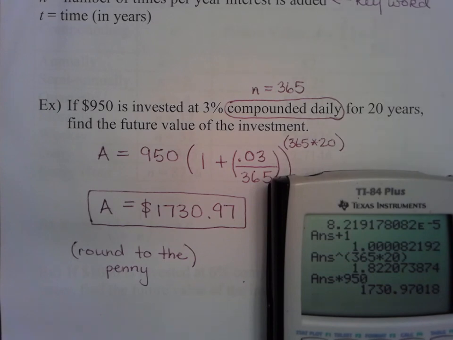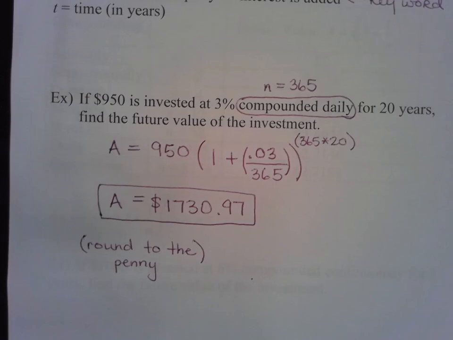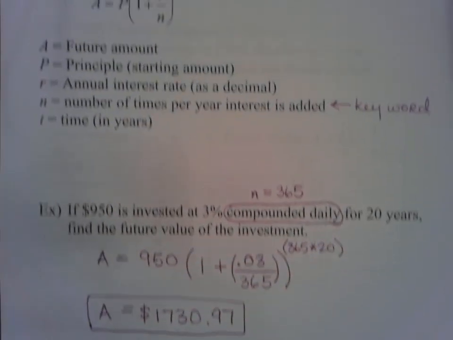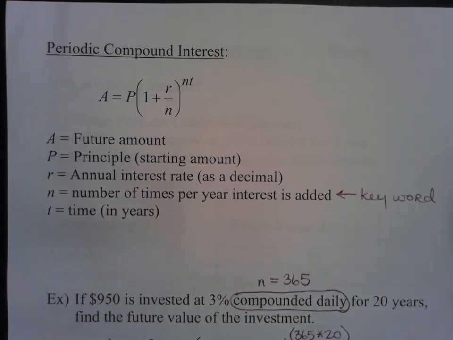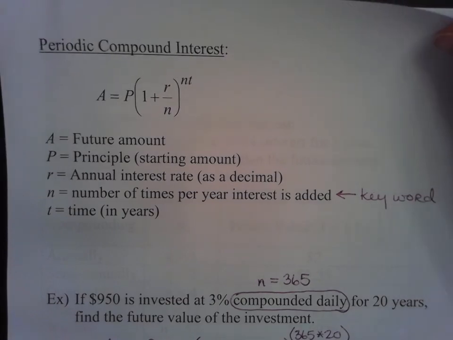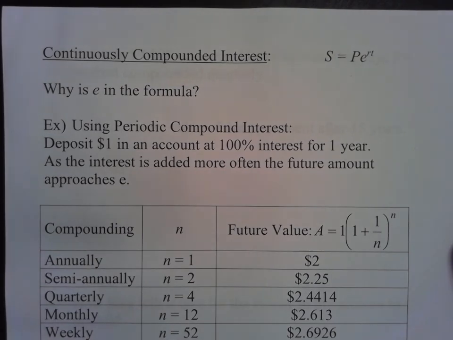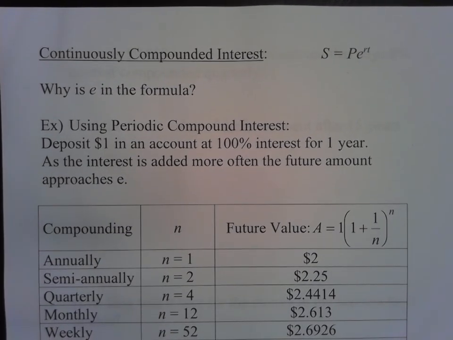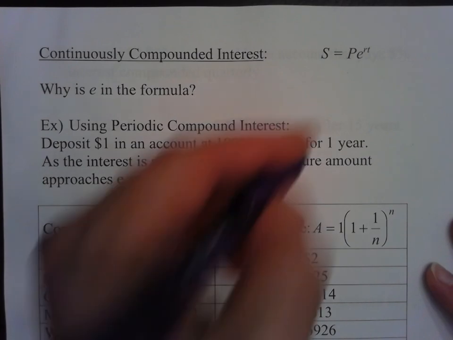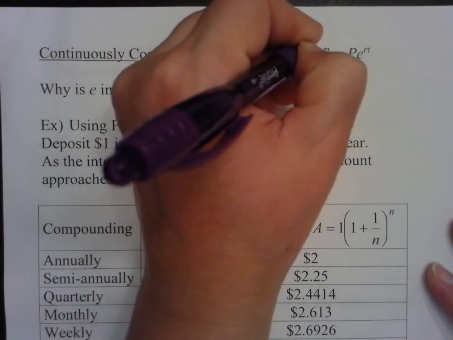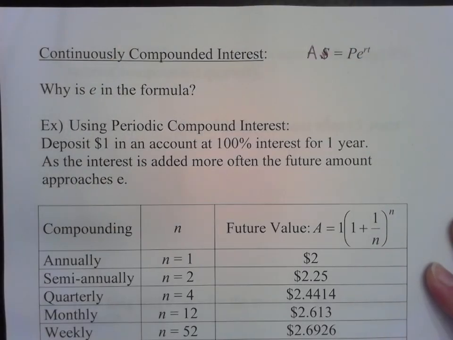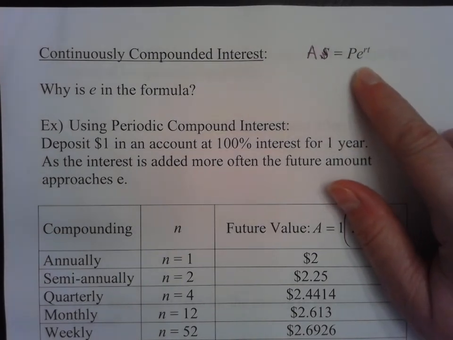Okay, so this is called periodic compound interest. The second type of compound interest we're going to look at is continuous compound interest. Continuously compounded interest. All right. We've been using A. So we have A equals P times e raised to the rt power.